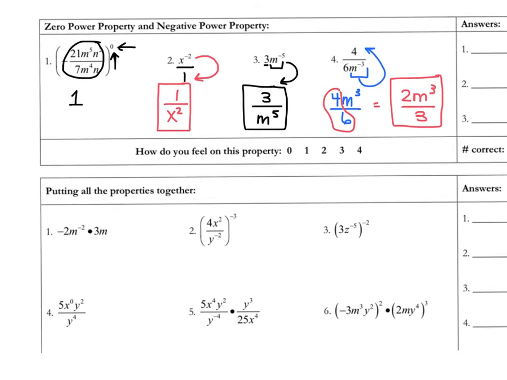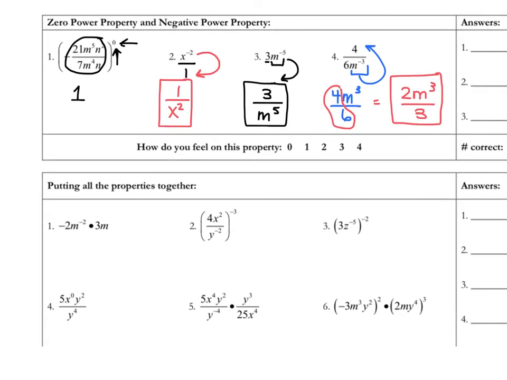So the part that everyone starts to kind of freak out about, and there's no reason to, is when we put it all together. Guys, go one property at a time. Here, in number 1, I'm seeing that I'm multiplying like bases, but also I have a negative exponent. So let's start with the negative exponent and go from there.